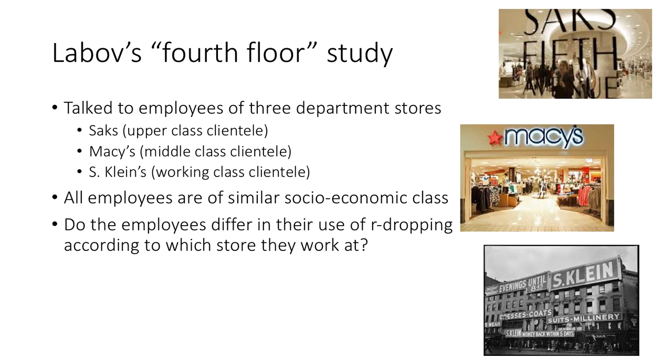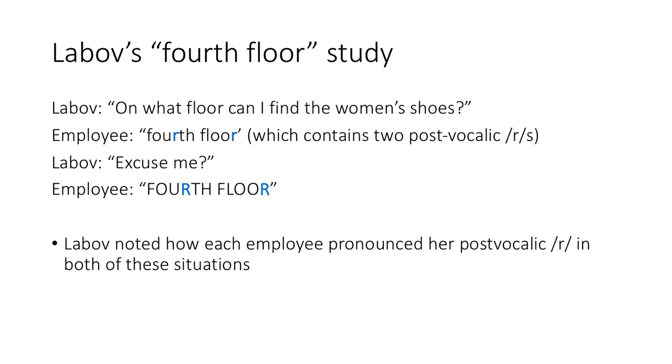So what he did, and you're going to see a video of Bill Labov in a little bit, and so you'll know why I'm laughing. He's just a super nice old guy. So what he would do is he would go with his notebook into the store. He would find an employee, and then he'd ask them a question to which he knew the answer was going to be fourth floor. So he would look at the map of the store, and he found that women's shoes were on the fourth floor. And so then he'd go up and find an employee and say, hey, on which floor can I find the women's shoes? And so then the employee would, of course, because they're helpful, say the fourth floor.